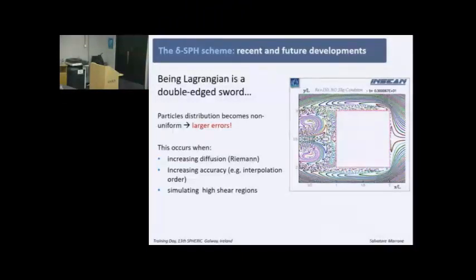And this kind of problem occurs every time we try to increase the diffusion. For example, in this work with Riemann solvers, they experience this kind of problem. They have a structure like this that then ends up with a lot of errors when the particles are mixing. Every time we want to increase the accuracy of the operators, all the different proposals of higher order interpolation will have to address this kind of issue. And every time we want to simulate high shear flows, as soon as we try to increase the accuracy, we end up losing accuracy because of this kind of problem.